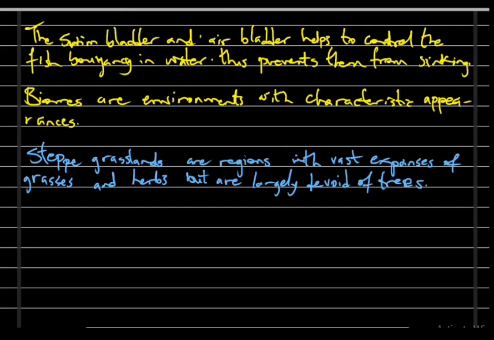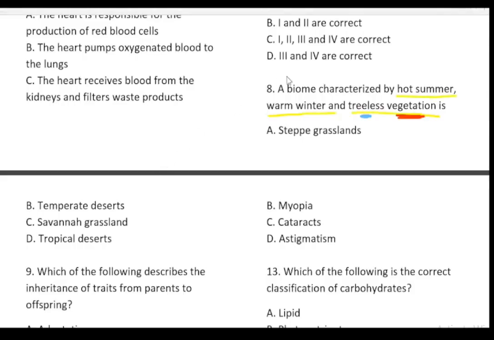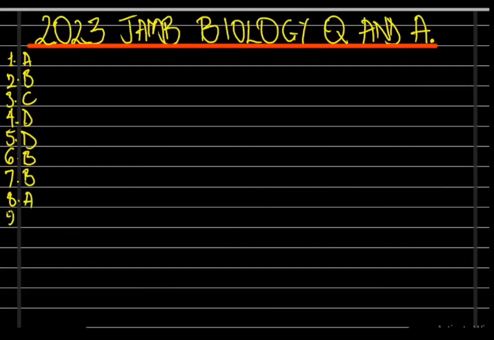So if you look at the kind of characteristic that we have in this environment, the climate there ranges from hot summers, with temperatures of, let's say, 40 degrees Celsius, that is about 104 degrees Fahrenheit. And then the winters are relatively warm compared to other cold climates, but they still experience temperatures below freezing. These combinations of temperature and the absence of significant trees provide our answer to this particular question. That is why we are picking the steppe grassland to be the answer to our question number 8 there. That is option A. And then we are moving straight to question 9 now.